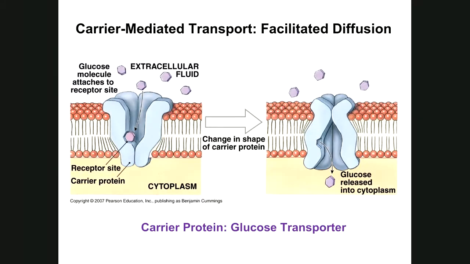Carrier-mediated transport, facilitated diffusion. We say the facilitated here is in reference to the carrier. What do we mean by facilitated and carrier? We're talking about a carrier protein. What's a specific example of a carrier protein? A carrier protein known as the glucose transporter. There are actually many different types of glucose transporters, but in general, you find glucose transporters in the cell membranes of our cells. And it's in the name.